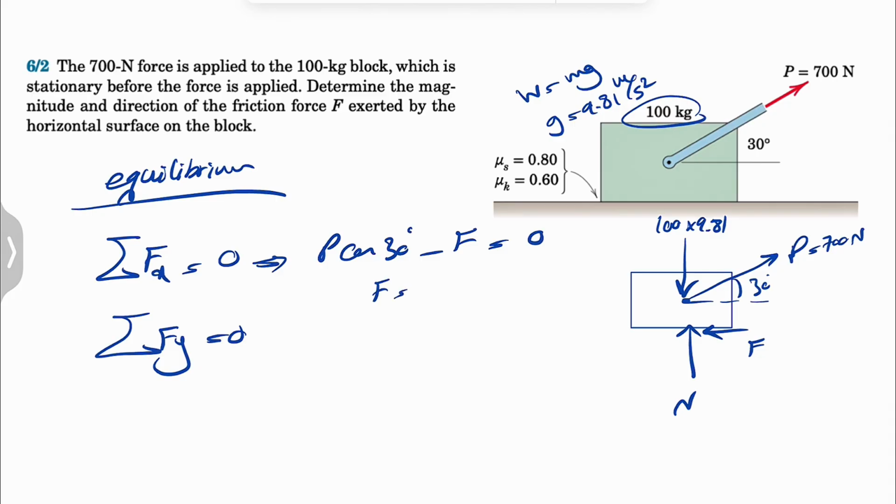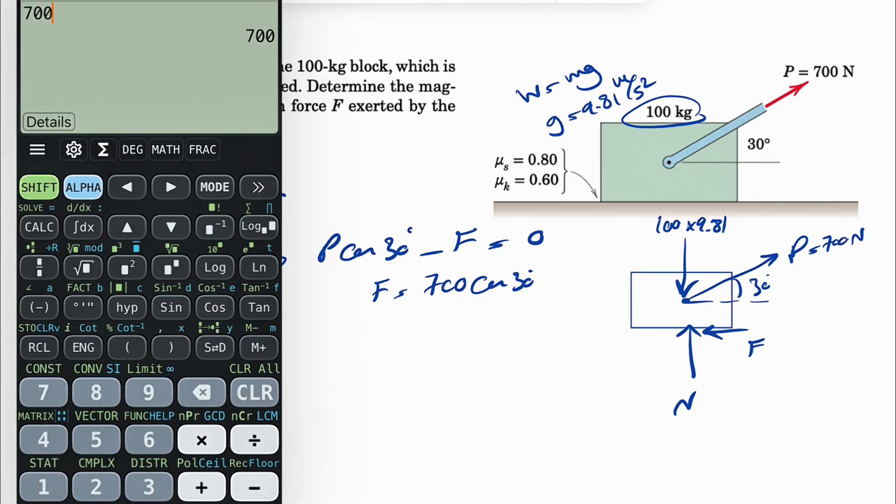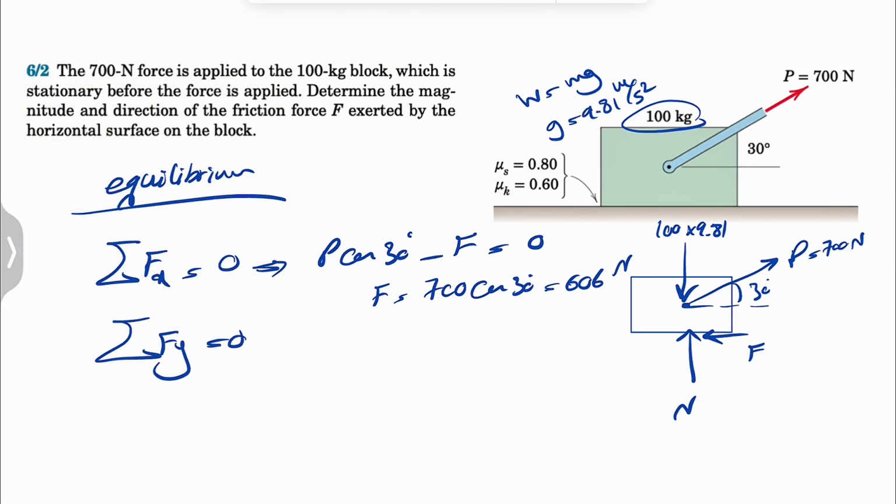So our F is basically 700 cosine of 30 degrees, which we can calculate very quickly. 700 cosine of 30 is going to give us 606 newtons.